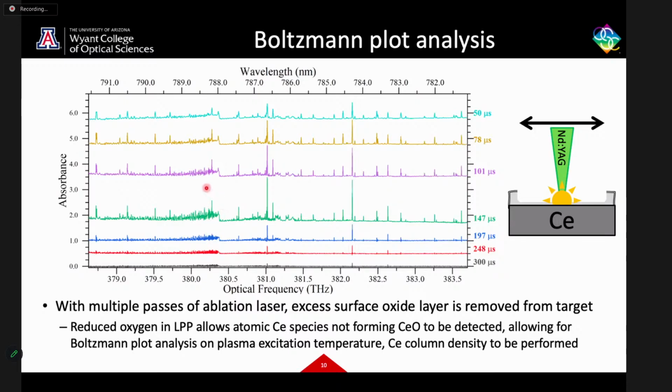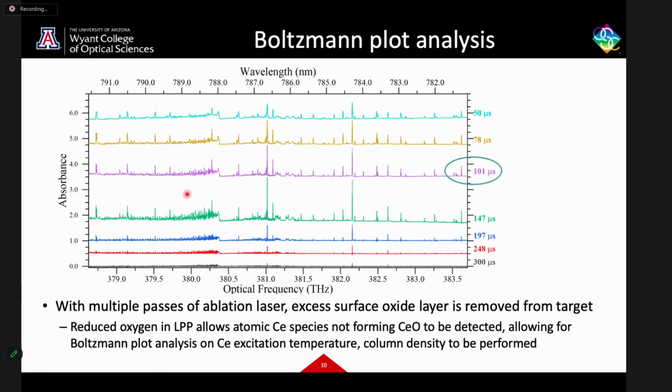Now this proved to be very useful in so much that our lab had pretty good experience with analyzing atomic results in these types of measurements. So this could give us a way to detect our plasma cerium excitation temperature alongside our column density to compare with our rate of molecular formation.